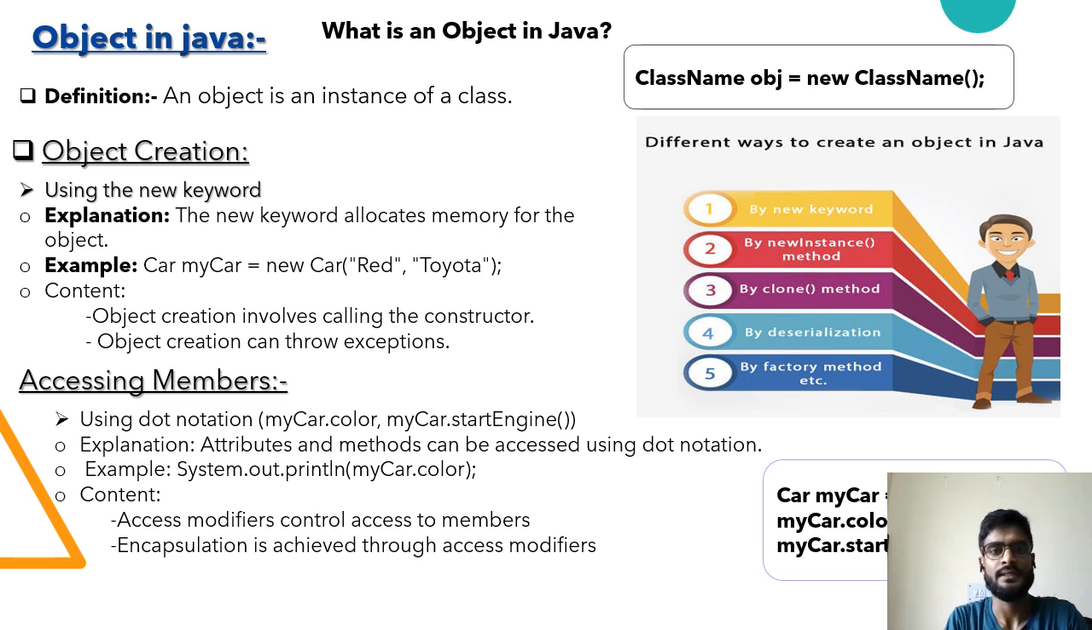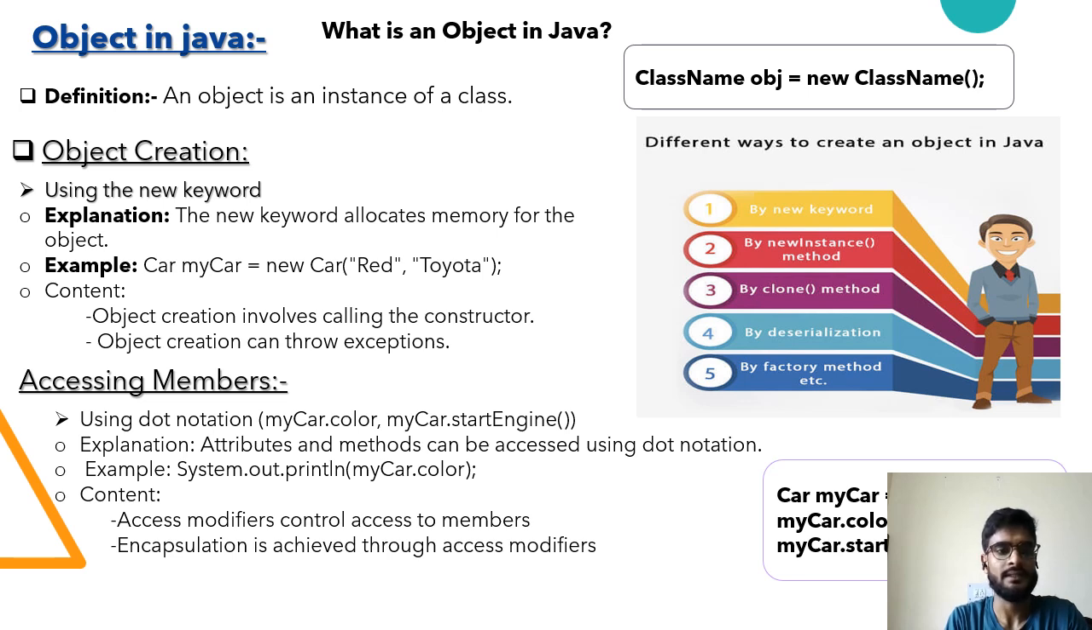Now in this slide we will see what an object in Java is. Basically, an object is an instance of a class. So how is an object created in Java? Using the new keyword, we create an object in Java. The new keyword allocates memory for the object. Example: Car myCar = new Car("red", "Toyota"). Object creation involves calling the constructor. Object creation can throw exceptions.